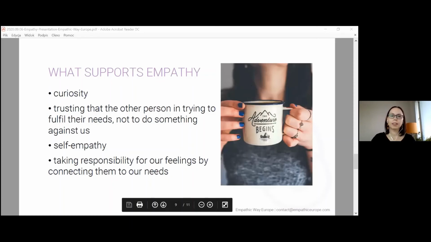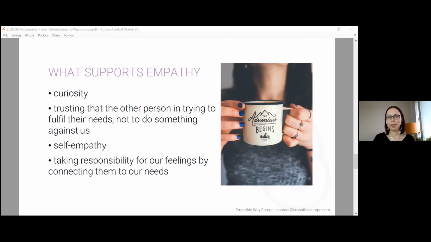So what can support you in being empathetic? Sometimes it's so hard to listen to others, to really focus on them. What helps is being curious, that I really want to learn what is alive in them. The other thing is that I trust that the other person is trying to fulfill their needs and not to do something against me. Even if I don't like what they are saying or how they behave, I can still trust that they are doing the best they can at this moment. And then I can find the space in myself to be open for them and their words.